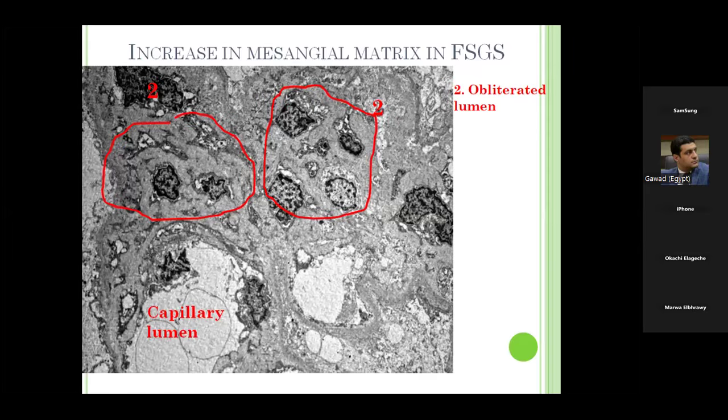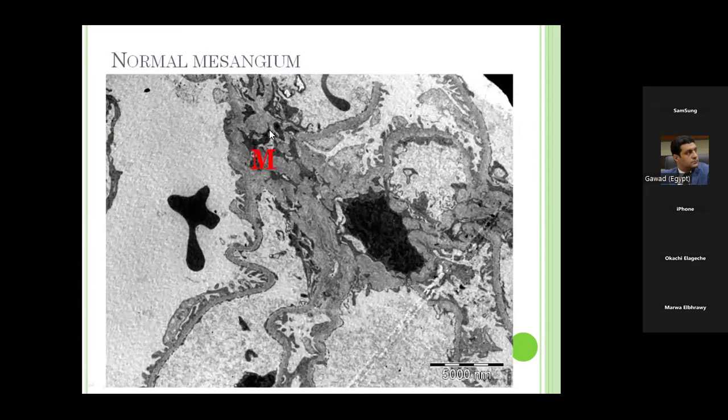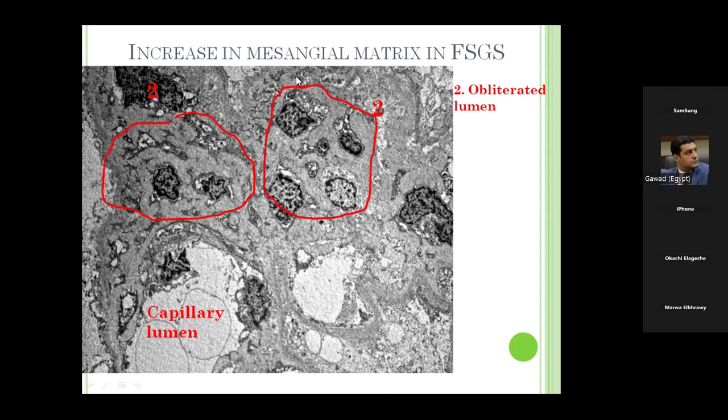Increase in mesangial matrix under electron microscope could be seen as these circles. These show an increase in mesangial matrix that causes obliteration of the glomerular capillaries. This is the normal mesangium, if you compare it with this expanded matrix.